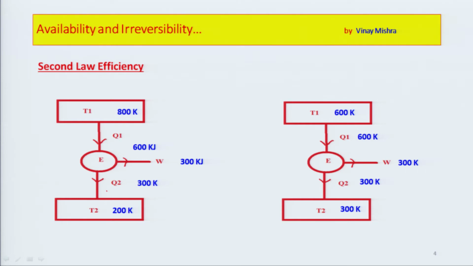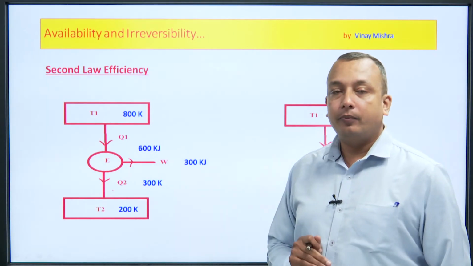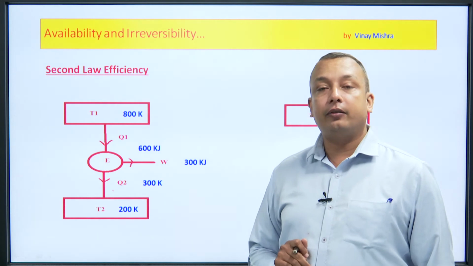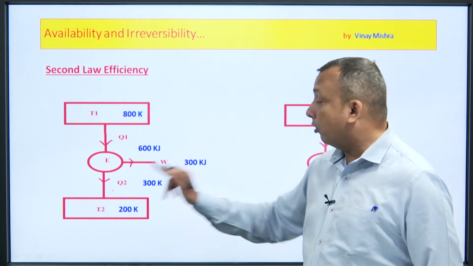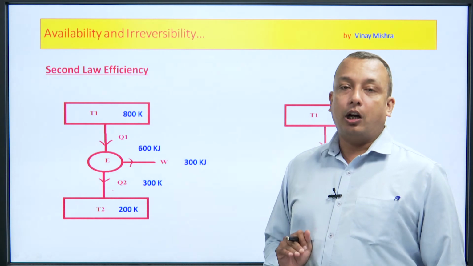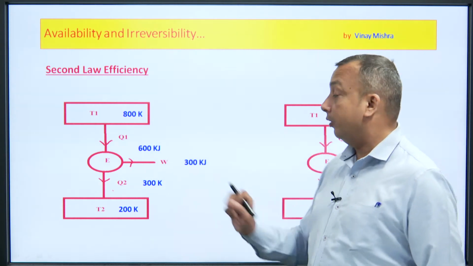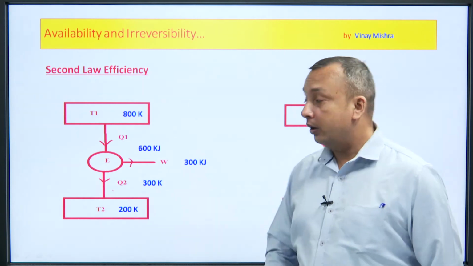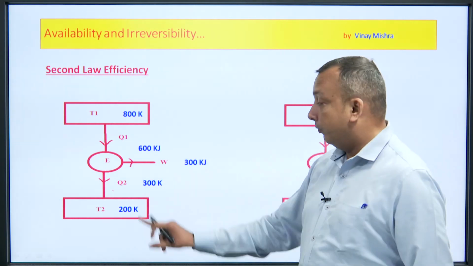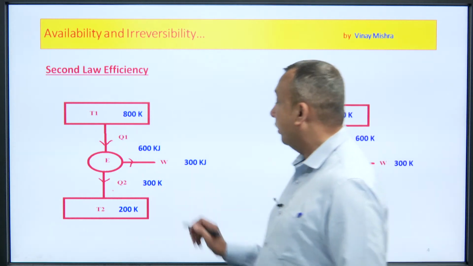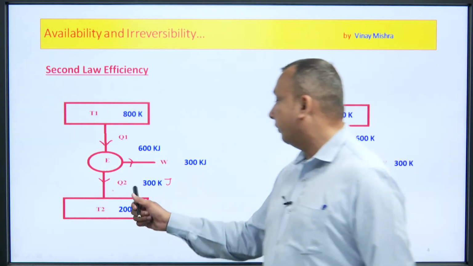Now, T1 is the reservoir at a temperature of 800 Kelvin, and T2 is the reservoir at a temperature of 200 Kelvin. Q1 is the amount of heat added to the system, which is equal to 600 kilojoules. The amount of work output we are getting from the engine is equal to 300 kilojoules. The amount of heat rejected is equal to 300 kilojoules.